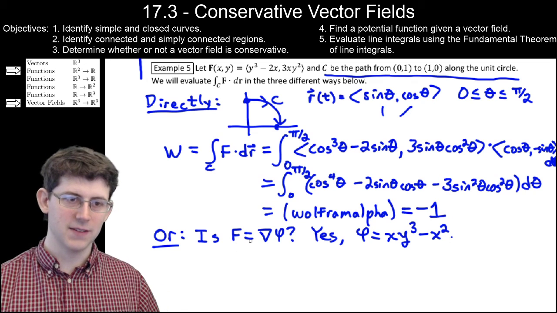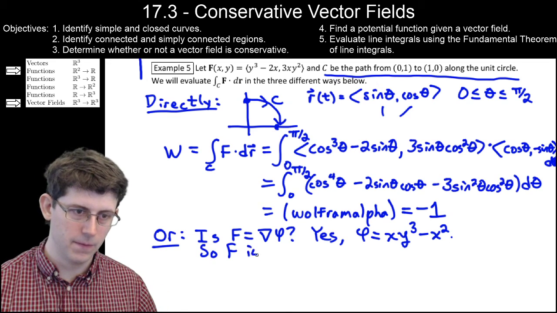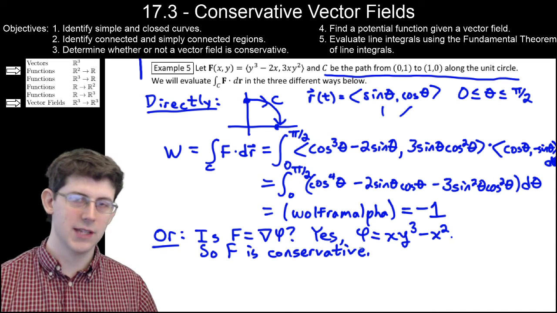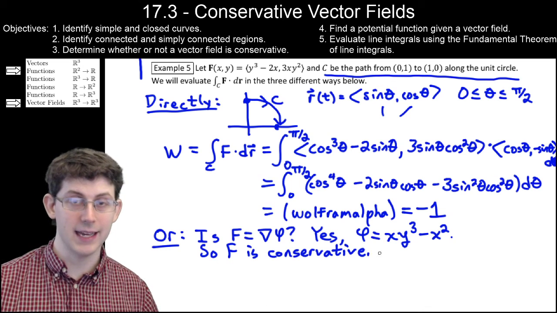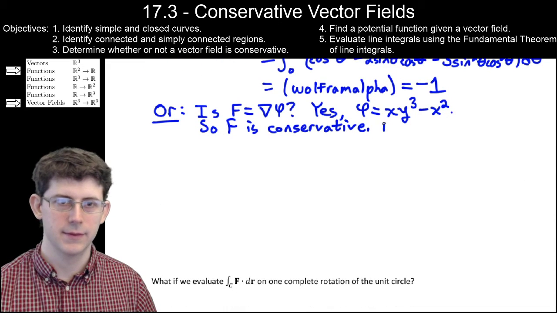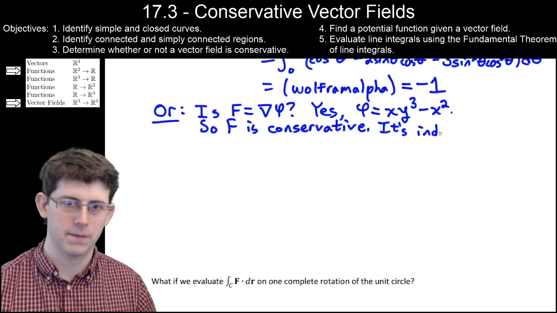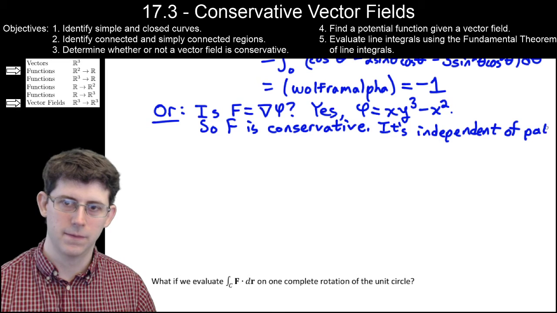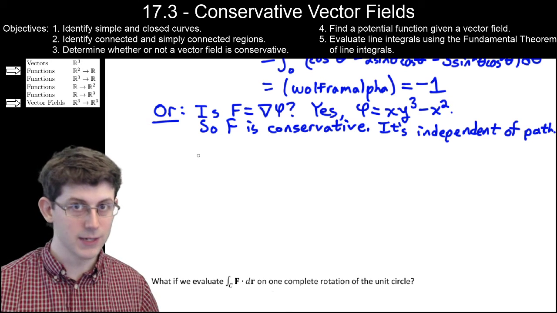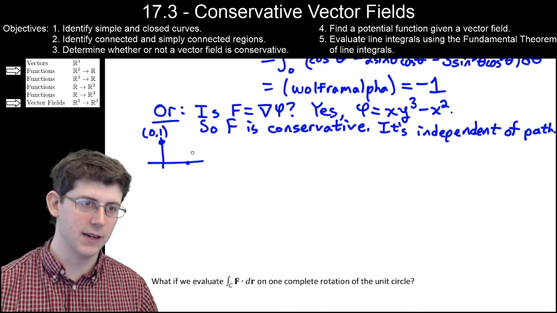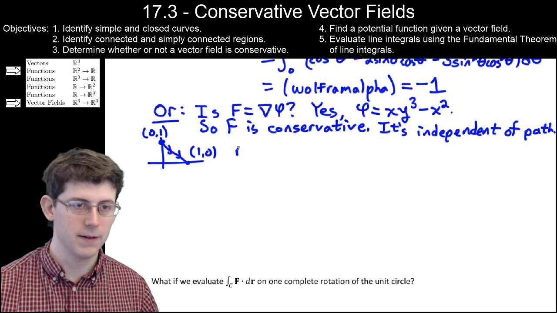Once you realize that the vector field is conservative, you could use this to say, oh, it doesn't matter which path I take. I'll take an easier path. So instead of having all these cosines and sines, which made my problem really difficult, I'll just start at 0, 1 and go to 1, 0 by a straight line. Just use a line segment.